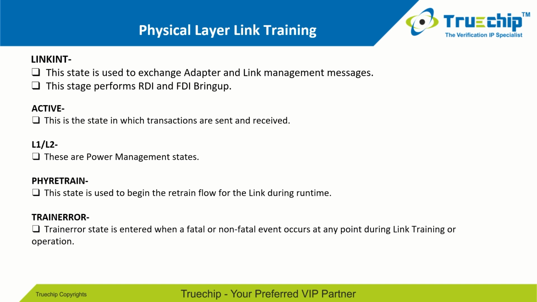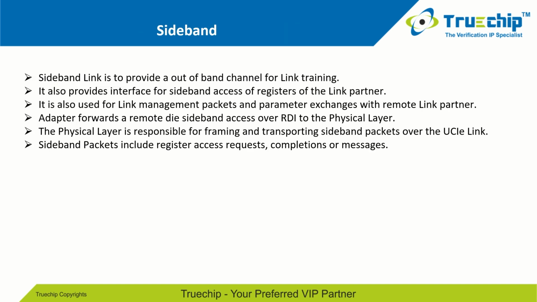Now let's have a look at the sideband, which provides an out-of-band channel for link training. It also provides an interface for sideband access of registers of the link partner. It is also used for link management packets and parameter exchanges with the remote link partner. The adapter forwards a remote die sideband access over RDI to the physical layer. The physical layer is also responsible for framing and transporting sideband packets over the UCIe link. The sideband packets include register access requests, completions, or messages.